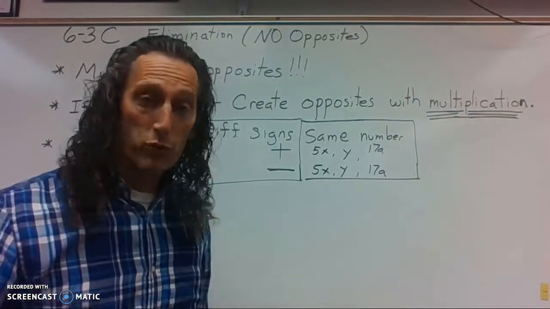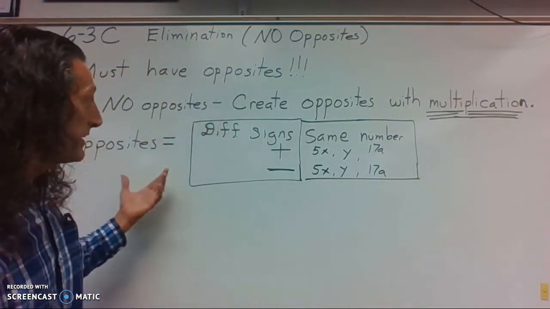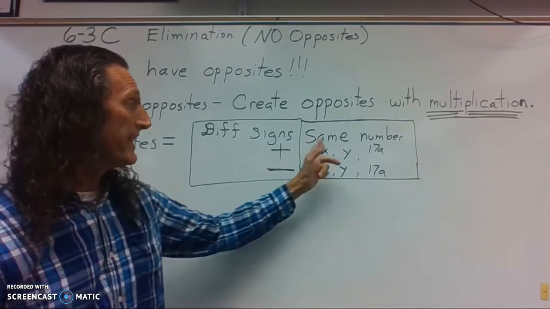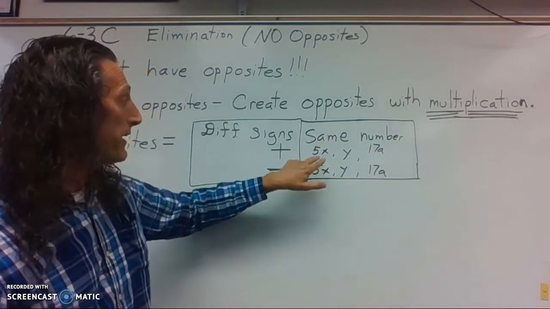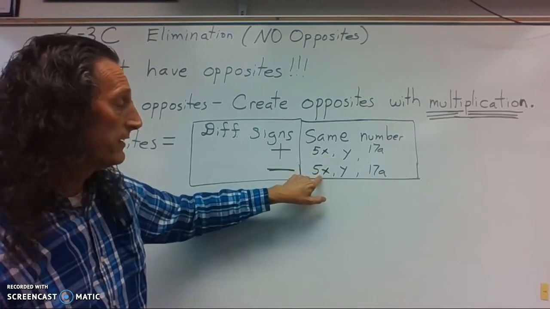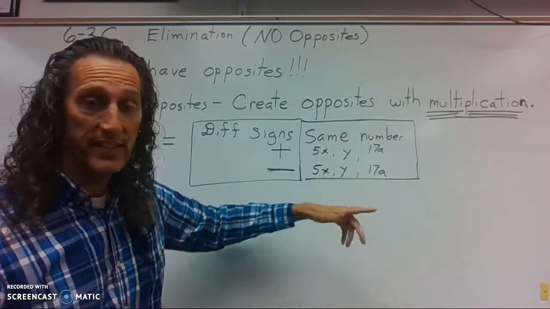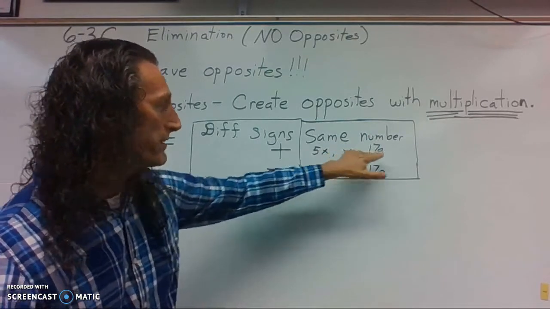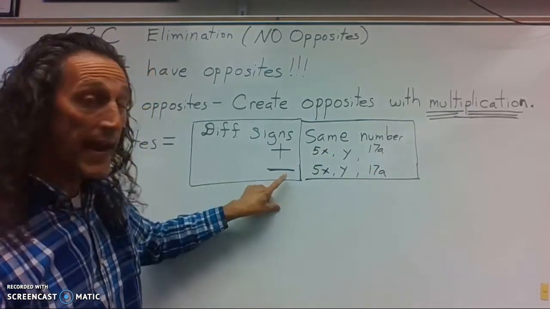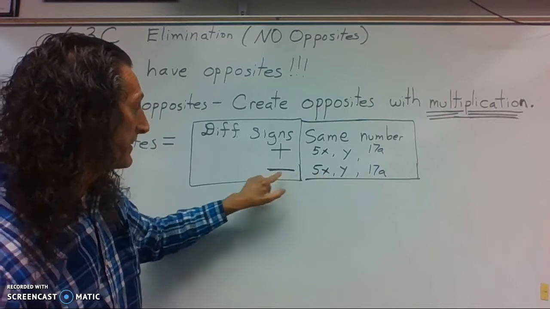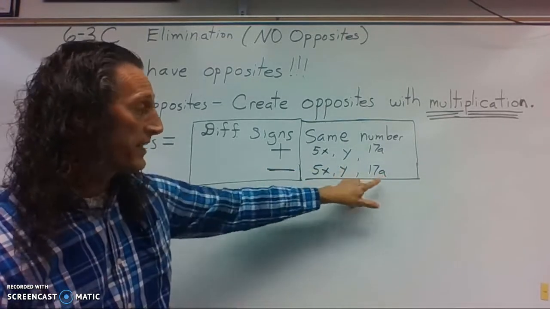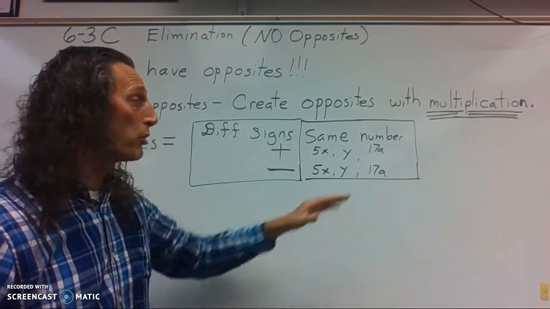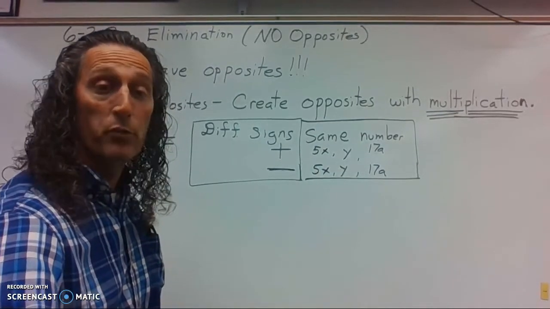It's very important. We're going to be using multiplication today. And then again, just a reminder, what is an opposite? An opposite is you have different signs. So one has to be positive, one has to be negative, and then they have to be the same thing, right? Maybe 5x and 5x's or y's or a 17a. But one has to be a positive 5x, a positive y, or a positive 17a paired with a negative 5x, a negative y, or a negative 17a. But we're going to see in today's problems, we're not going to have this, so we're going to have to use multiplication to make it. So let's move on to our first example.